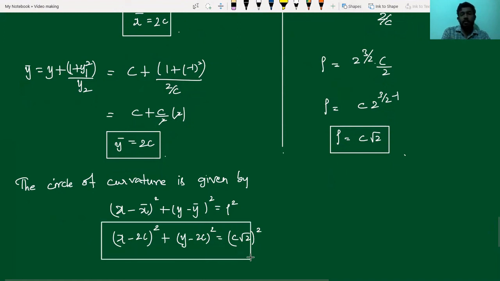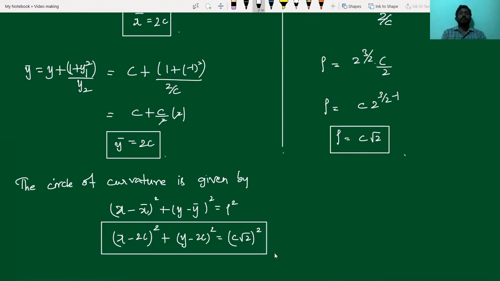So this is how we find the radius, circle and center of curvature.